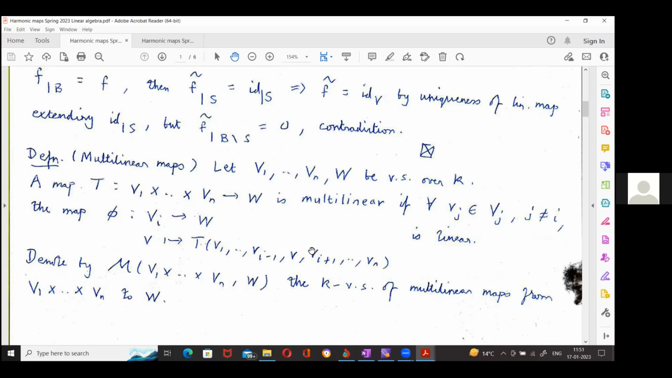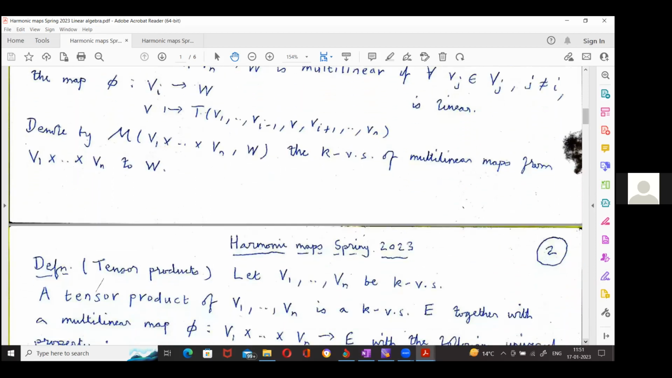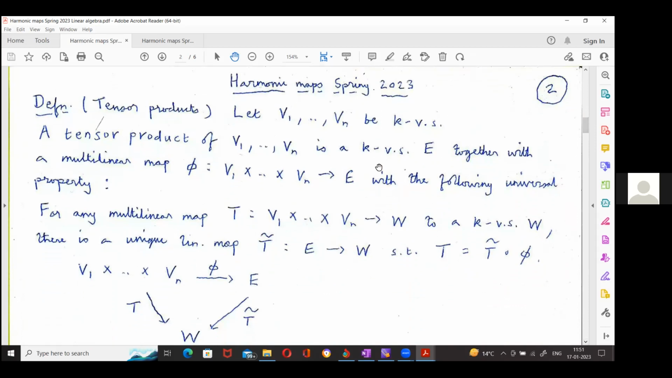So the set of multilinear maps from a Cartesian product to W itself forms a vector space, right? Because the sum and scalar multiple of multilinear maps is multilinear, with pointwise sum and scalar multiple. So now we can define what are tensor products. So let V1 to Vn be K vector spaces.